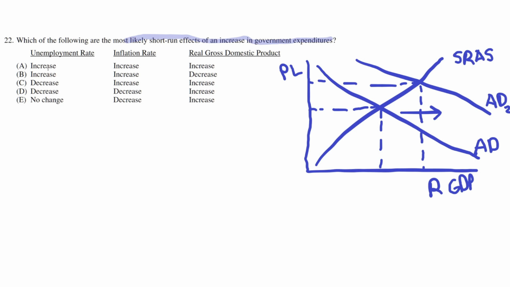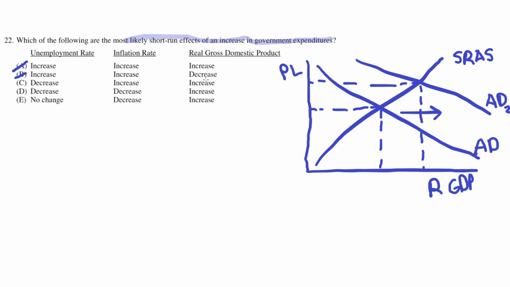But the unemployment would not increase because the real GDP, or the x-axis, represents employment. So if there's a shift right, that means there's an increase in employment. Therefore, there would be a decrease in unemployment. So A is incorrect because it represents an increase in unemployment. B is incorrect for the same reason because it shows an increase in unemployment.